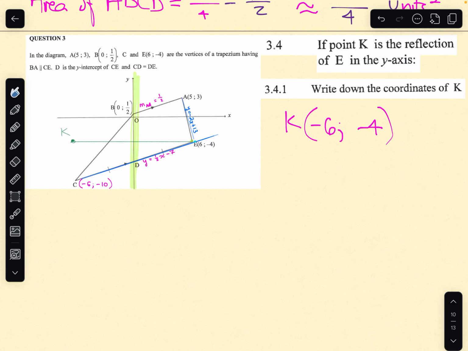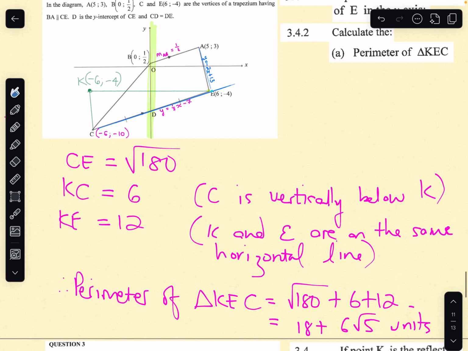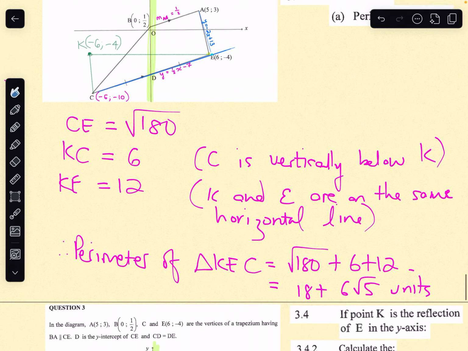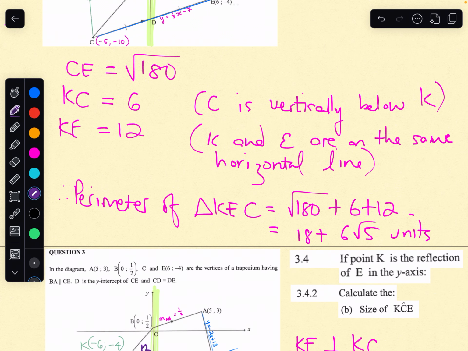Definitely recommended. Okay, next question. K being a reflection of E in the y-axis, we both get minus 6 and minus 4 as our answer. And then the next question was the perimeter of KEC. So for that, we did use the distance formula. They actually use Pythagoras. Well, Pythagoras and the distance formula are really in the same WhatsApp group. And they don't give the answer in surd form, sort of. So that's also my mistake.